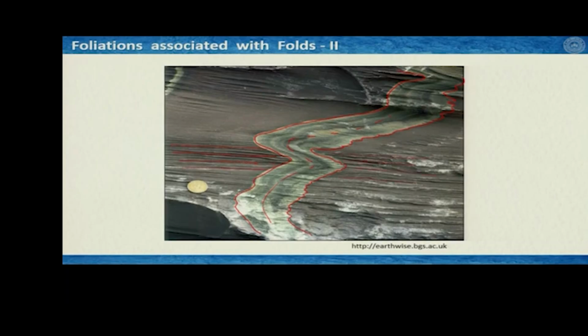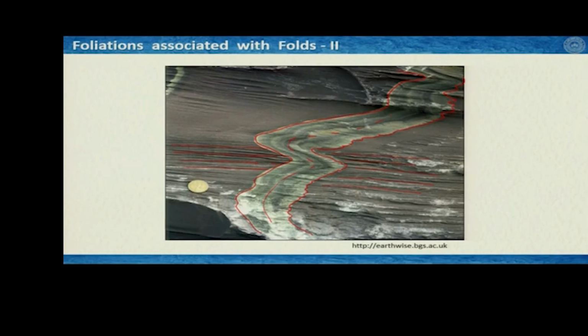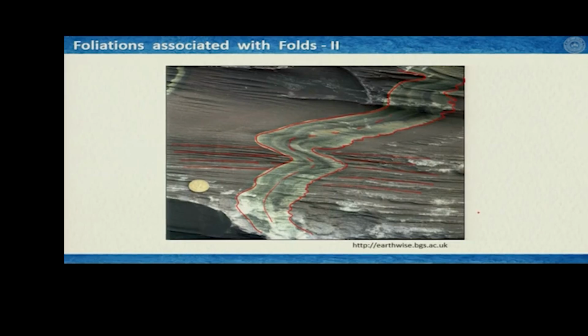this image. And it is a very similar mechanism, the rocks are different, but whenever we buckle a rock or buckle some layers, competent and incompetent layers, we generally form a foliation, and these are known as axial planar foliation.